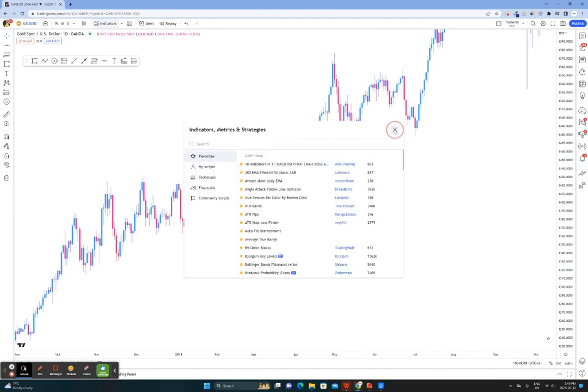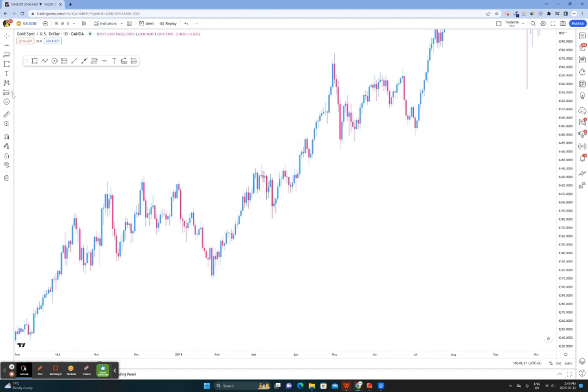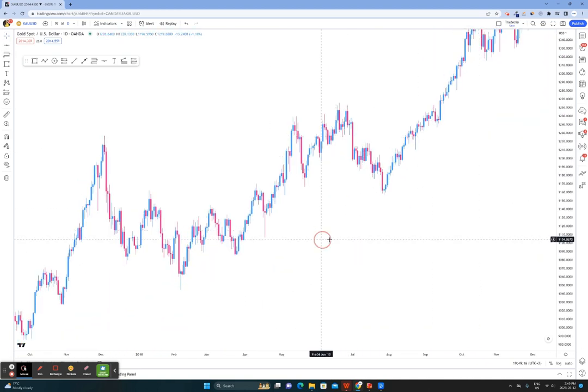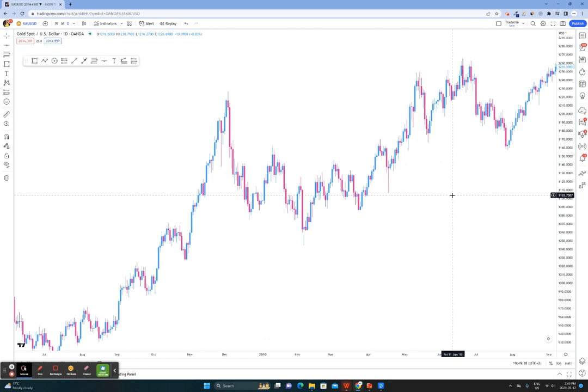So if we go to, no, we're not going to go to indicators. We're going to look at fib levels. So one thing you can do to confirm, and this is just going to be an added confluence for you if you're looking at a level.